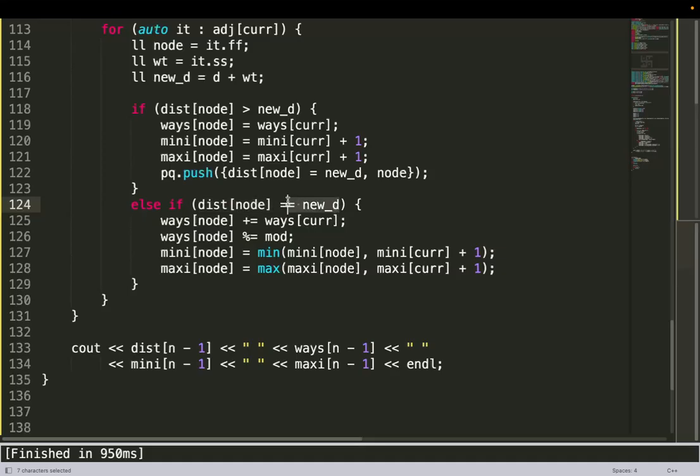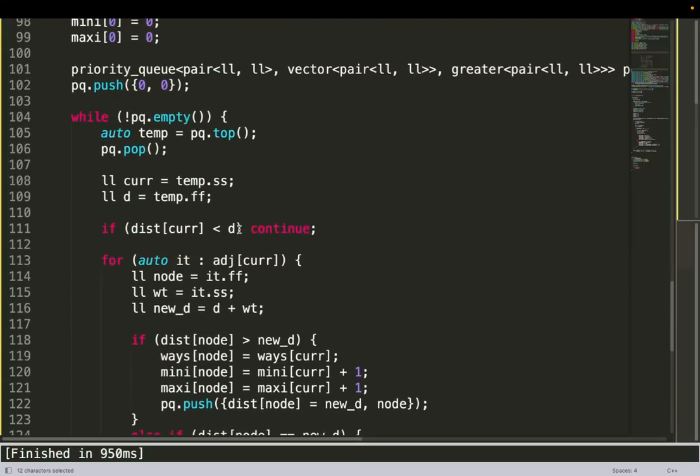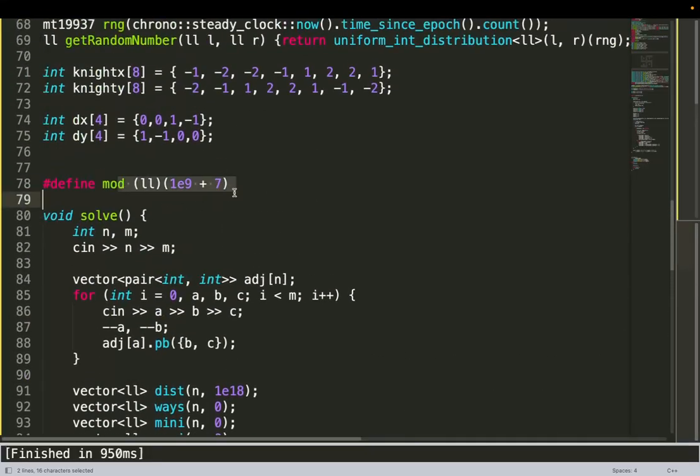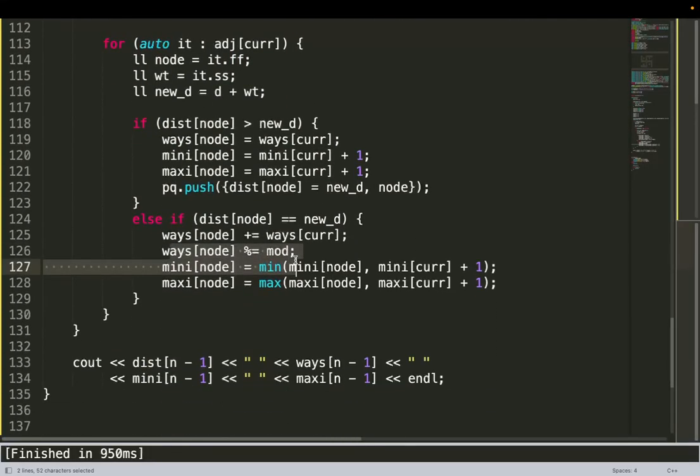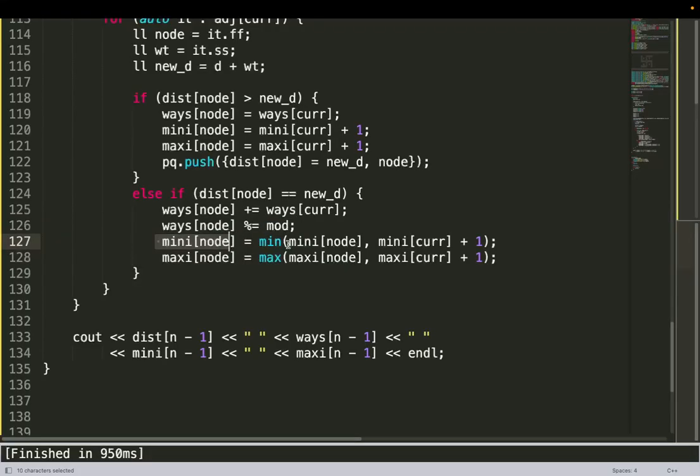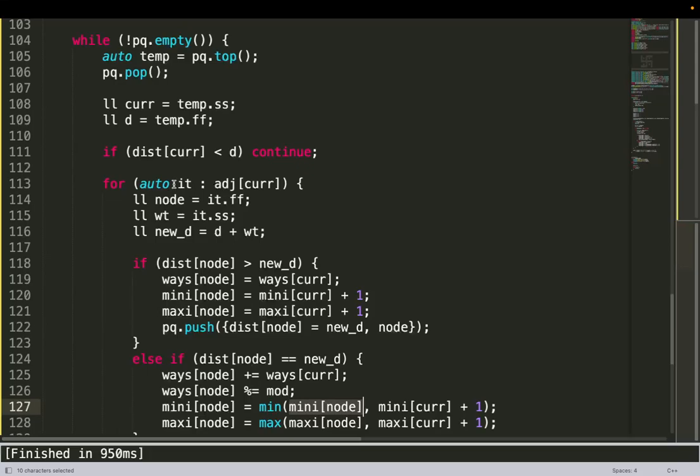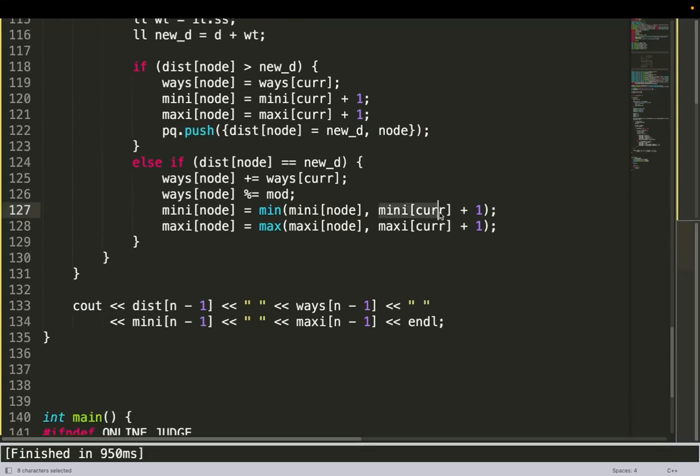If it is exactly equal, in that case I won't push it to the priority queue, but I will update the ways, mini and maxi vectors. So ways of node will get incremented by ways of current. Now, since this value can be very large, it's told in the problem to return modulo 1e9 plus 7, so I apply the modulo over here. Then I update the mini with the minimum of whatever is the current minimum value, comma, the value if I am covering the path via this particular current node, so mini of current plus 1. And similarly, I am updating the maxi as well by taking the maximum.